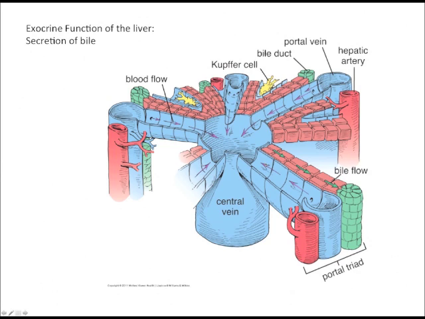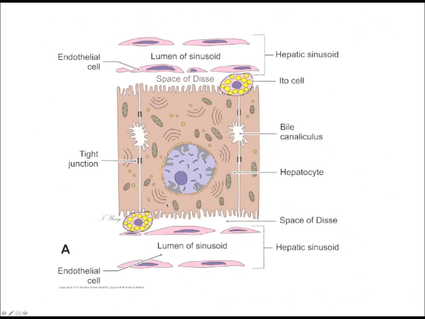As discussed in the previous lecture, the exocrine function of the liver is the secretion of bile into a duct system that eventually leads the bile out of the liver and into the first part of the small intestine. In this illustration, we see the flow of bile from the hepatocytes towards the bile duct. This video will go through the various portions of the duct system.